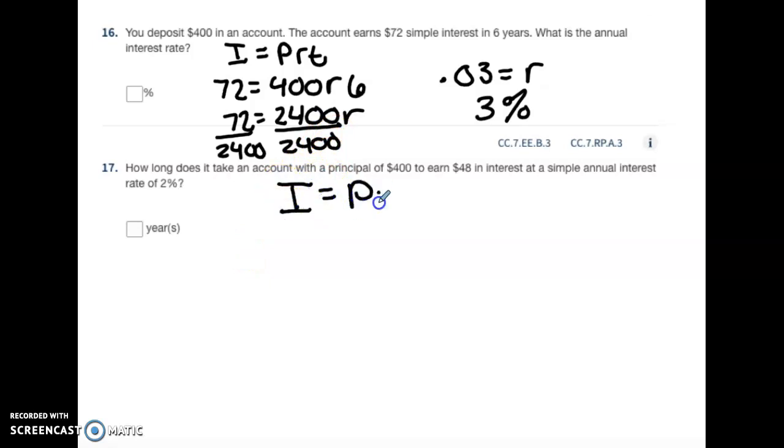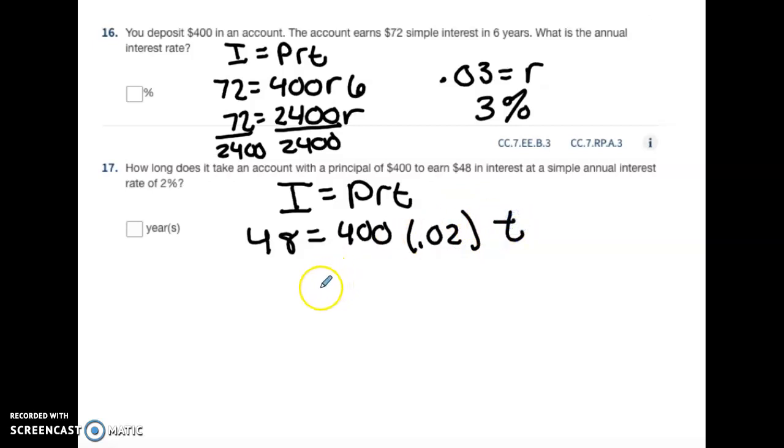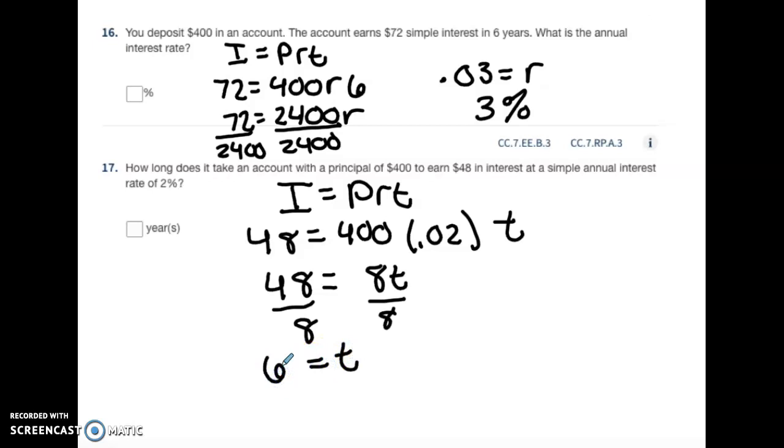Okay, I equals PRT. How long does it take an account with a principal of 400, that's P, to earn $48 simple interest, that's I, and an interest rate of 2%? Put it in as a decimal, so move the decimal 2 places to the left, 0.02, and we're looking for years. So first, 400 times 0.02 is 8. Divide by 8 on both sides. We get T equals 6. So it takes 6 years.